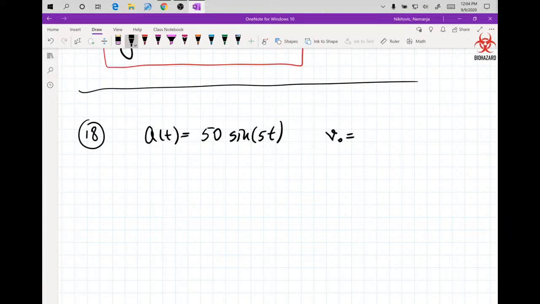V0 given as, oh, there's a baby spider over here. Get lost. There we go. V0 is negative 10 and x0 is 8.